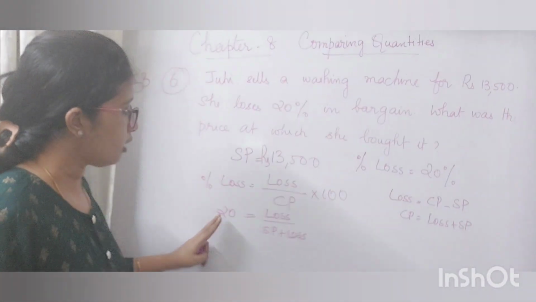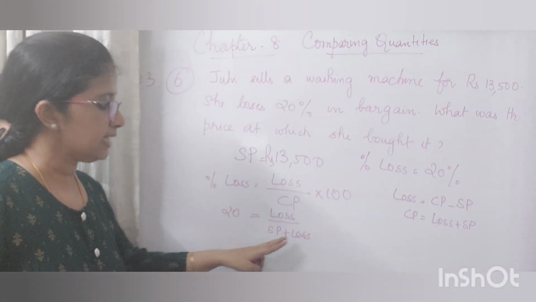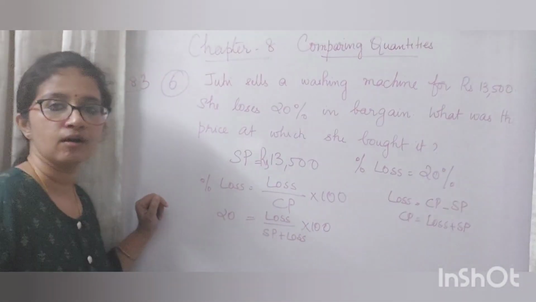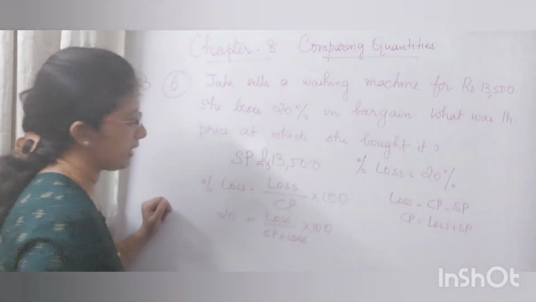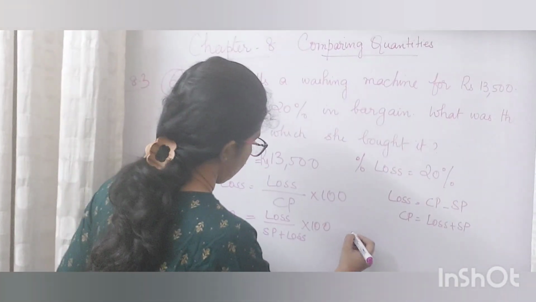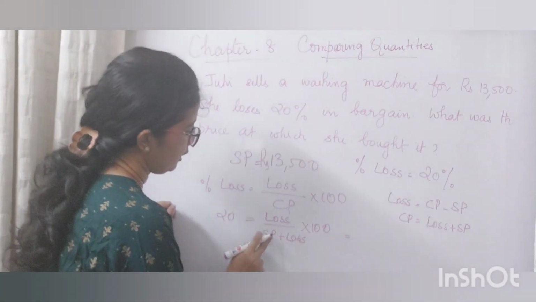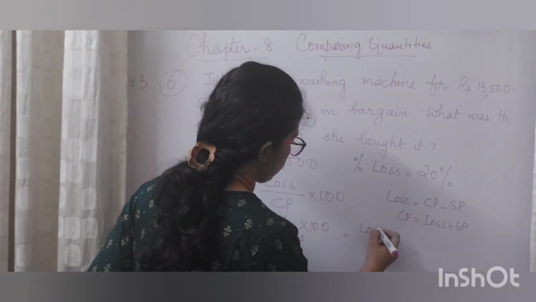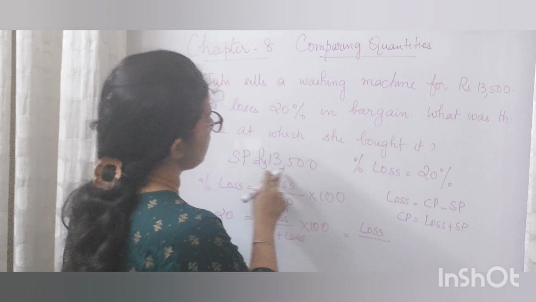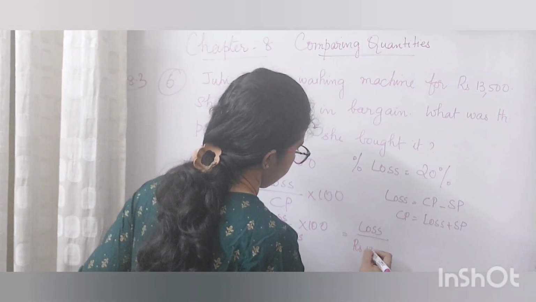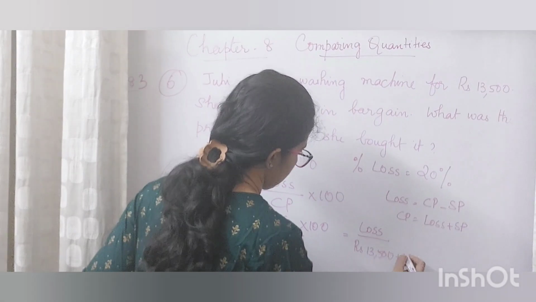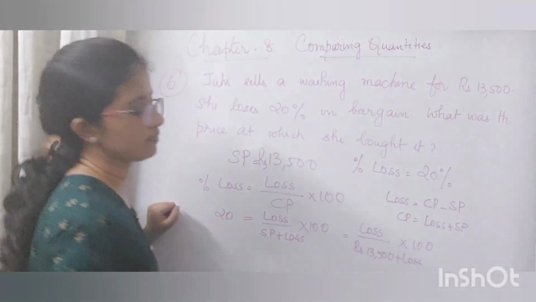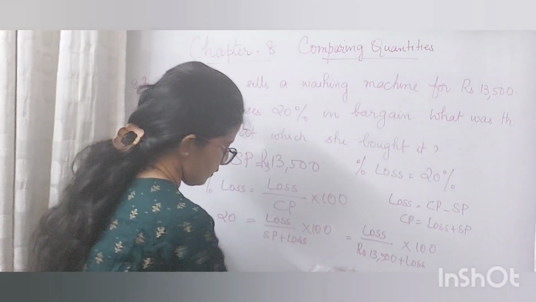Okay, so we got 20 is equal to loss by selling price plus loss into 100. Okay, now this can be written as, see, we know the selling price already, correct? So 20 is equal to loss by, selling price is what? Rupees 13,500 plus loss into 100. Correct? So this is the equation which we got.